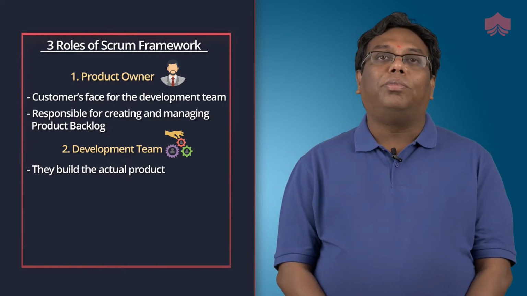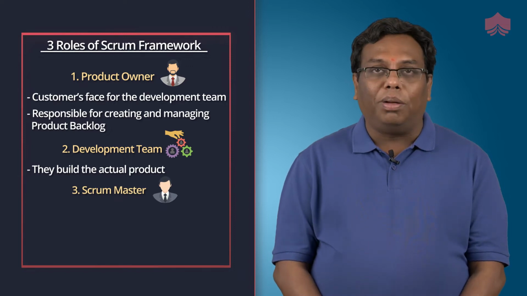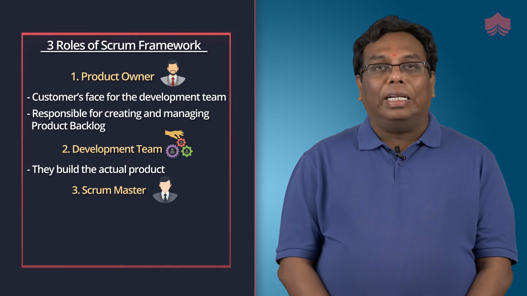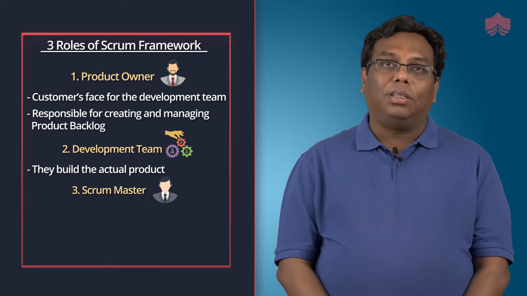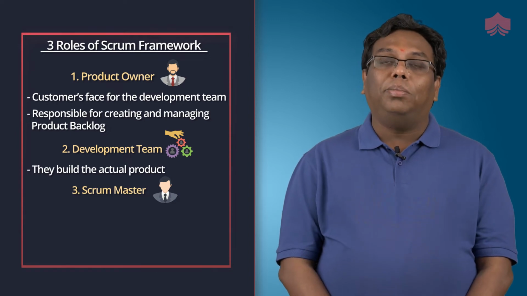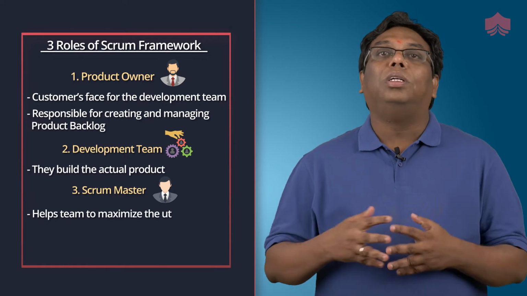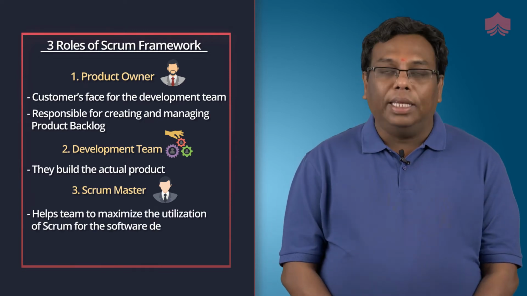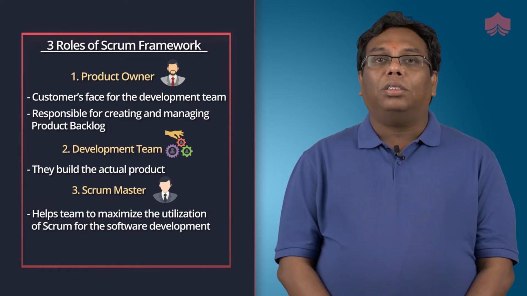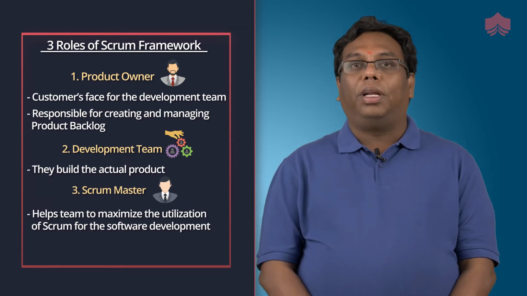Similarly, you have someone called a Scrum Master, who is basically the master of Scrum, which means that he understands the Scrum framework. He understands what Agile and Agile ways of working mean, and at the same time, he helps the team maximize the utilization of Scrum for the software development team, right? So these are the 3 roles that we have in Scrum, right?